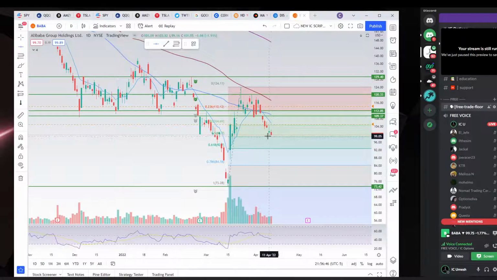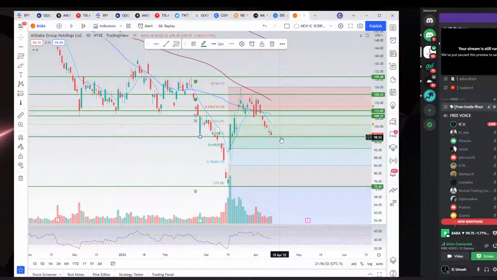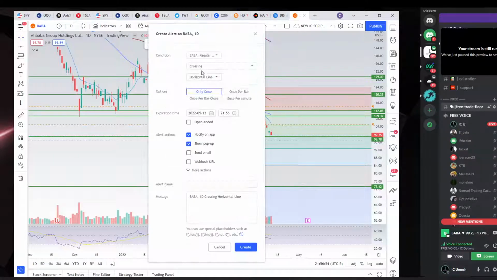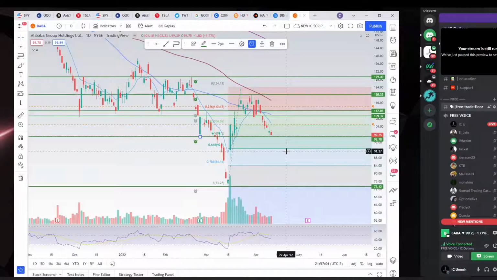If it breaks below this 98 level right here, 98.75, this one's going to most likely head back down to 92. So I'm adding my alert right here, crossing down bearish to the 92.xx area. But I think this might bounce before ER.